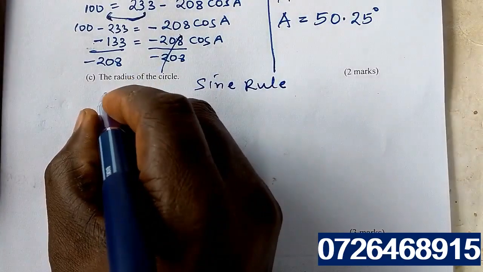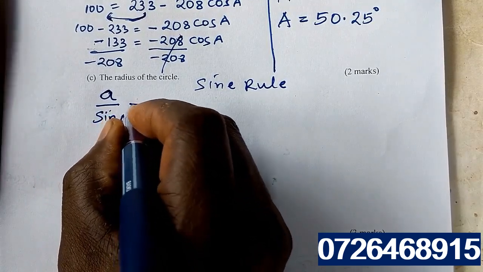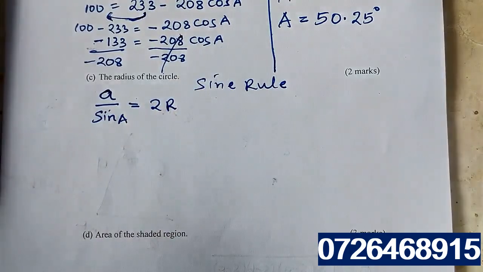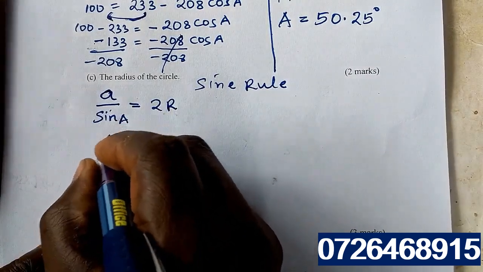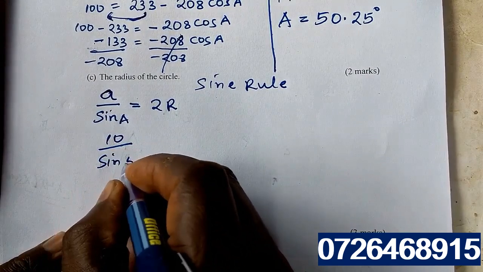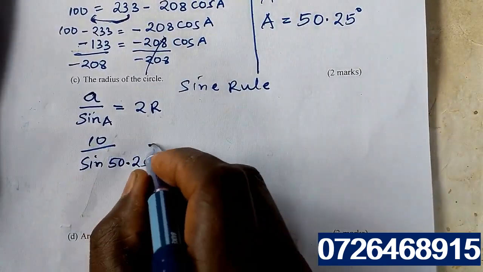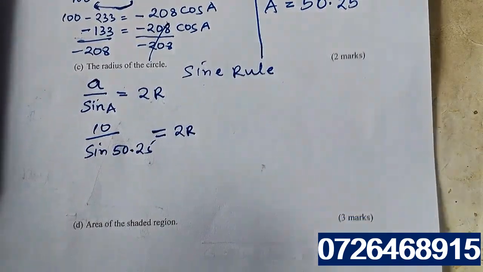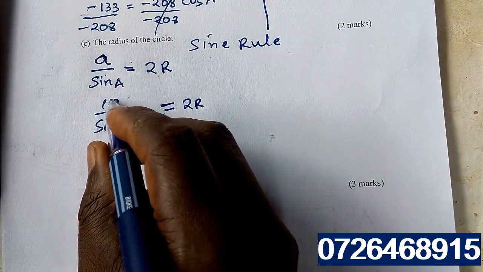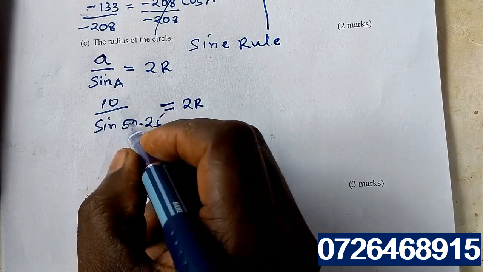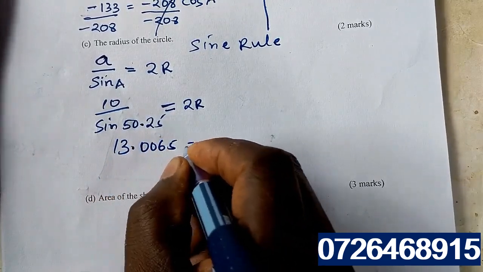We know that according to the sine rule, a divided by sine A will be equal to 2R, twice the radius. Our a is 10, and sine A is sine 50.25. Everything here is going to be 2R. So we use the calculator: 10 divided by sine 50, the answer is 13.0065, which is equal to 2R.